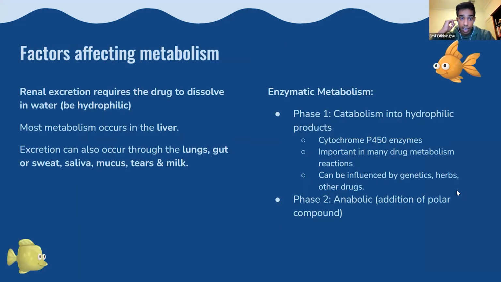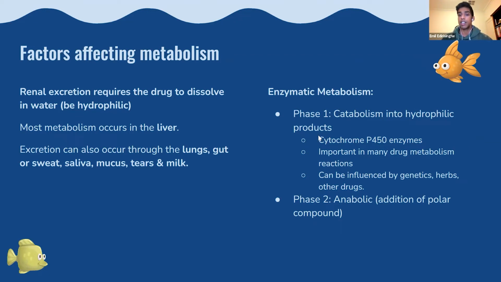So there are a few factors that affect metabolism. As I've touched on already, renal excretion, so excretion from your kidneys, requires the drug to dissolve in water or be hydrophilic. As a result, most metabolism occurs in the liver, and a lot of this is driven by enzymes. In general, there are two stages of enzymatic metabolism. The first stage is catabolism into hydrophilic products.